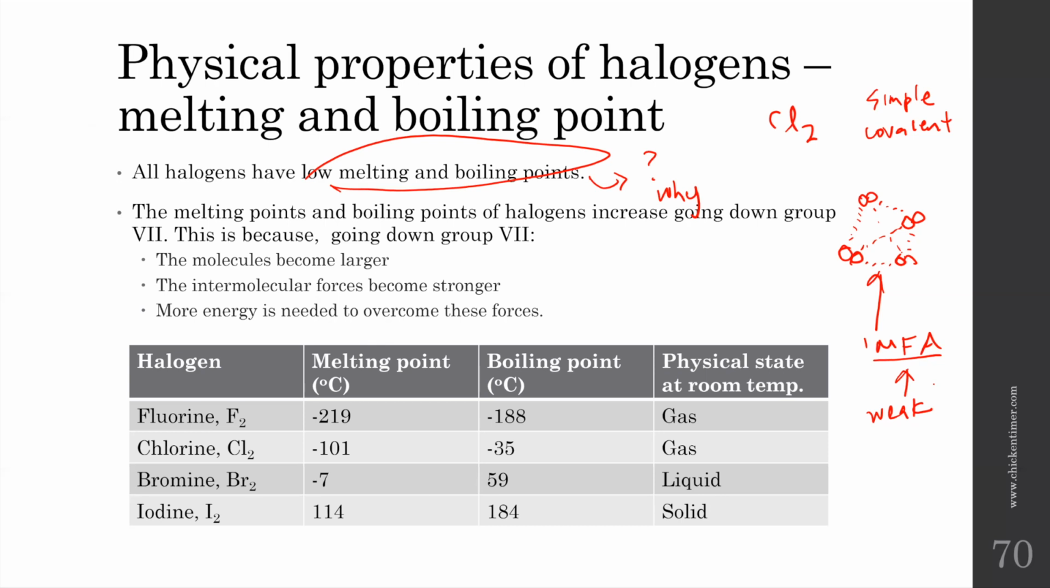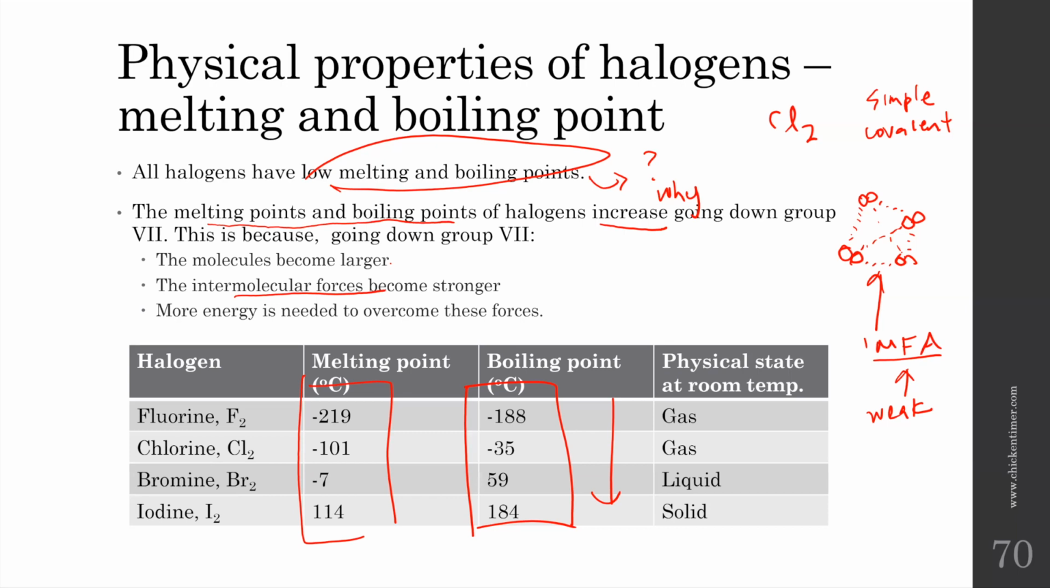But you compare according to the group, right? You compare these two. You will observe that the melting and boiling point increase. So they say melting and boiling point of halogens increase going down the group. Then they'll tell you why. Because the molecules become bigger. When molecules become bigger, the intermolecular forces of attraction become stronger. So more energy is required to overcome these forces, so the melting and boiling point will increase.